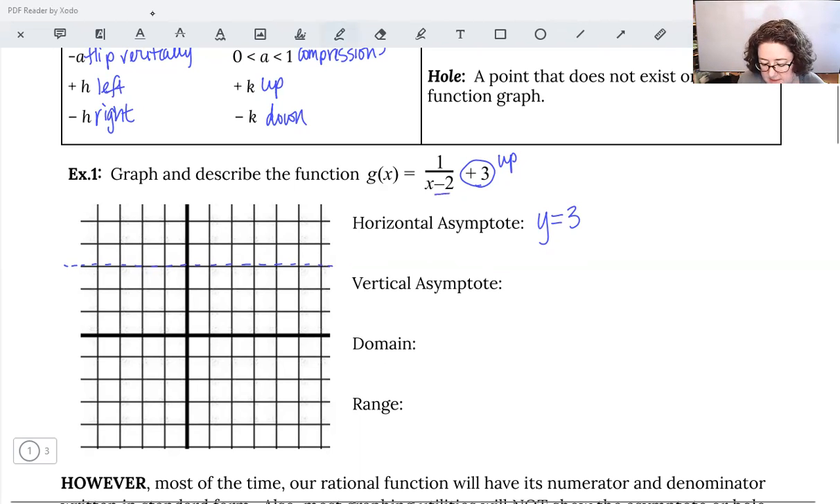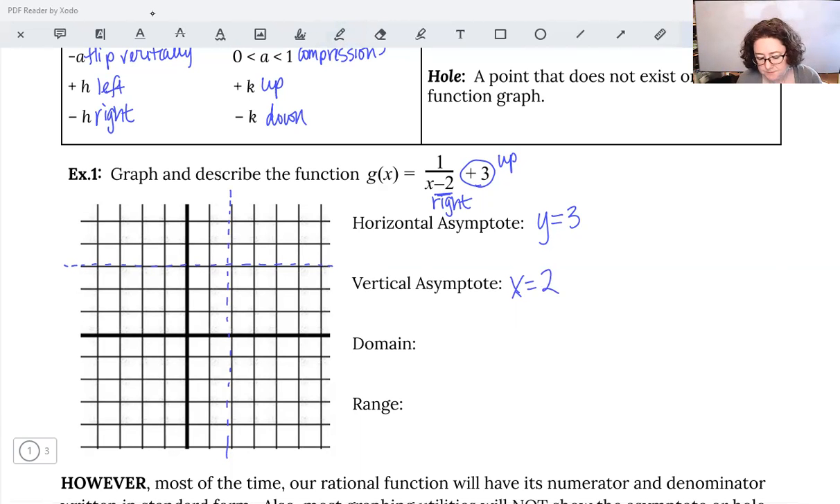But because of this -2 that's in the denominator, again, that means we're going to move our graph to the right 2 units. So that vertical asymptote is going to move right 2, which means we will have a vertical line at x equals 2. Again, an imaginary line that our graph cannot cross.